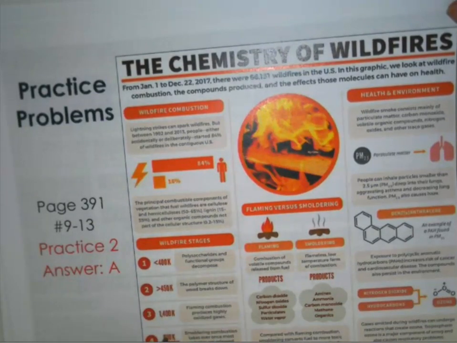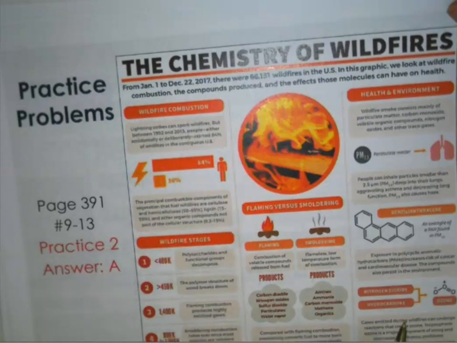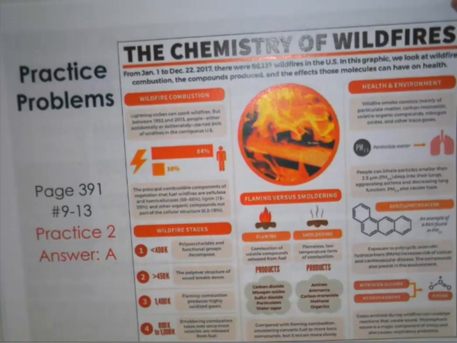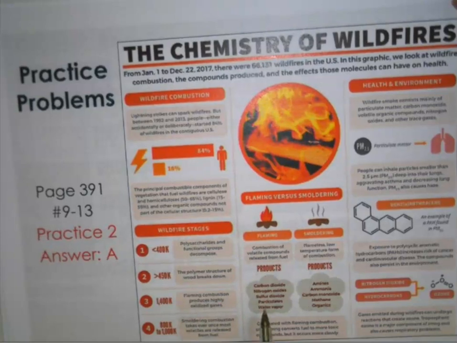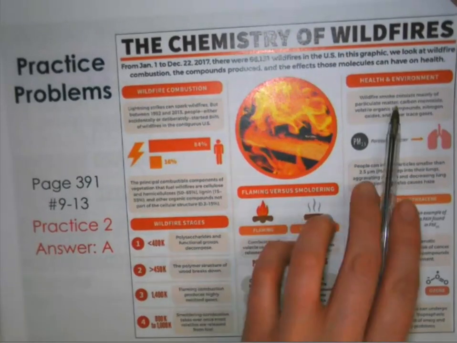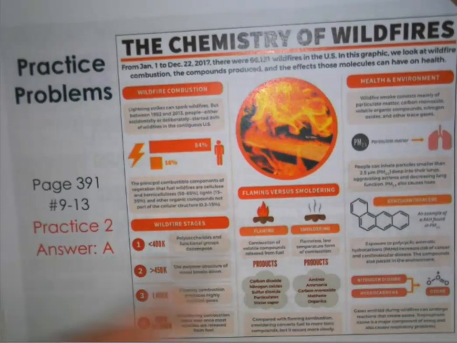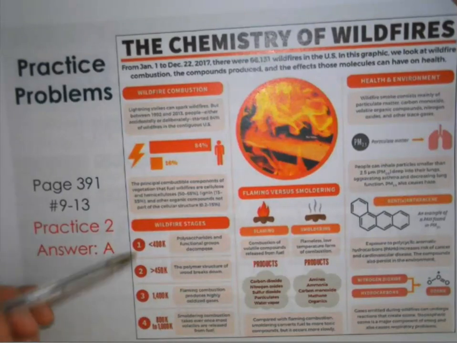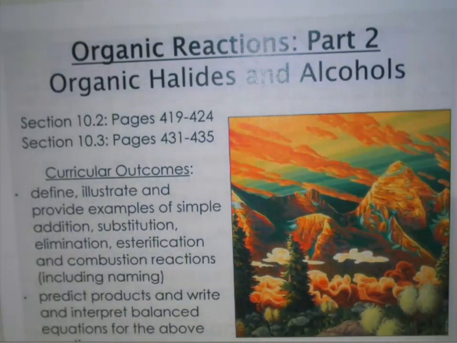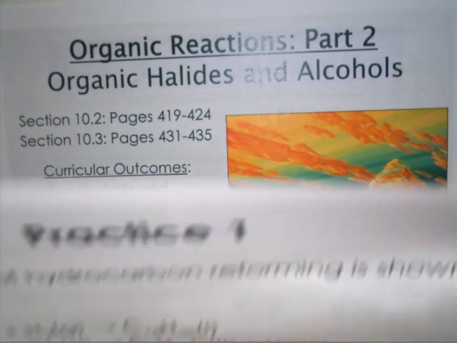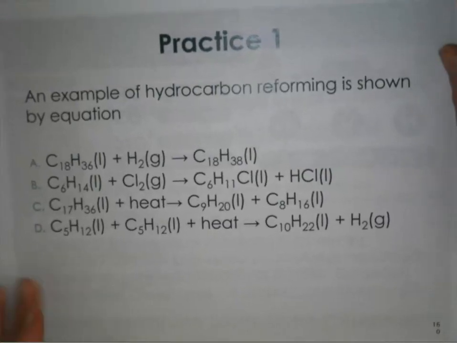There's also some interesting stuff in here about combustion, which includes information about how nitrogen dioxide combines with hydrocarbons to form ozone, which we just saw in the incomplete combustion. Also, the different types of flaming versus smoldering. You can see in here what we were talking about with some of the differences in products there. Some of the health concerns that arise with wildfires, and also some of the different stages of what's breaking down according to the temperature of combustion. So just some interesting stuff. Next time we're going to look at organic halides and alcohols, just reactions that happen with those. Okay, so I will see you in that lesson unless you want to see these practice questions.